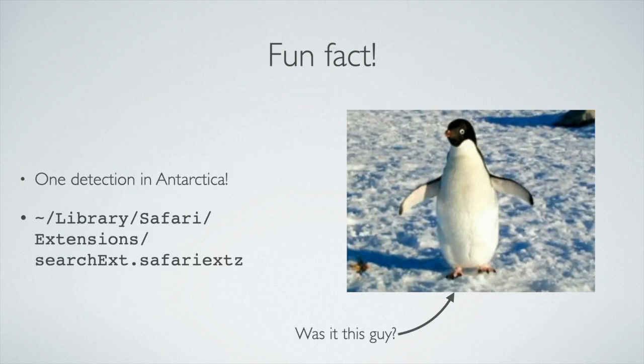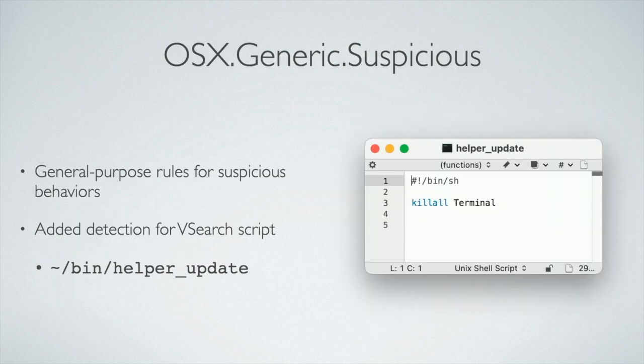And then one little fun fact here about our detections. We had one detection in Antarctica this year. And it was this Search EXT Safari extension. This is a really old Safari extension. That kind of Safari extension doesn't even work anymore. I think this particular adware is something that we called Conduit, which we also don't see a whole lot of anymore. So it's kind of interesting that this turned up in Antarctica, of all places. Was it this guy? I don't know. Probably not, but it's kind of interesting to theorize what might have been going on there.